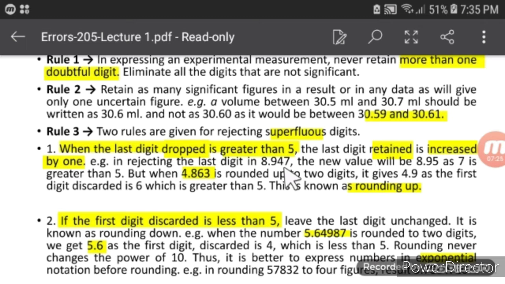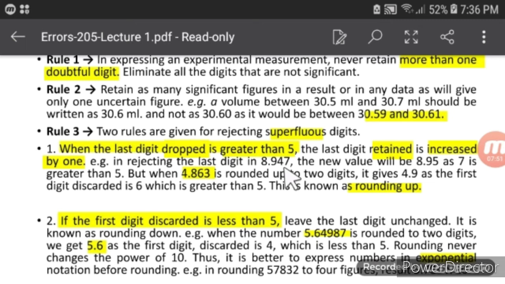Okay, here is 8.947. Here the last digit dropped is 4... then the last digit retained is increased by 1, it will become 8.95. Right, that's done. And the next examples are also like that.